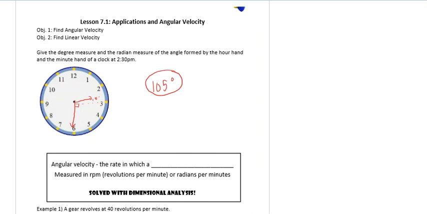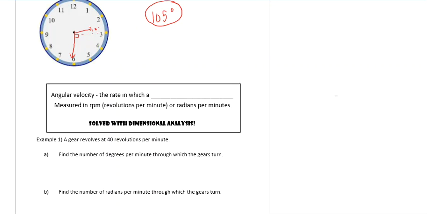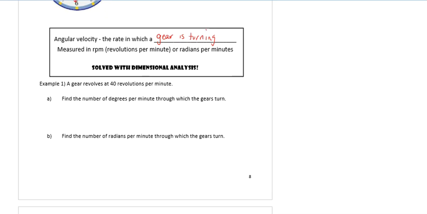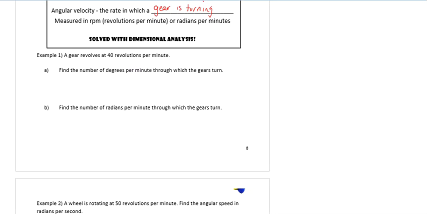Tricky, tricky, tricky. So angular velocity is the rate at which a gear is turning. It's measured in revolutions per minute or radians per minute. Sometimes you even see degrees per second. And it's solved with dimensional analysis. A gear revolves at 40 revolutions per minute. So 40 revolutions over minutes. Find the number of degrees per minute through which the gear turns.